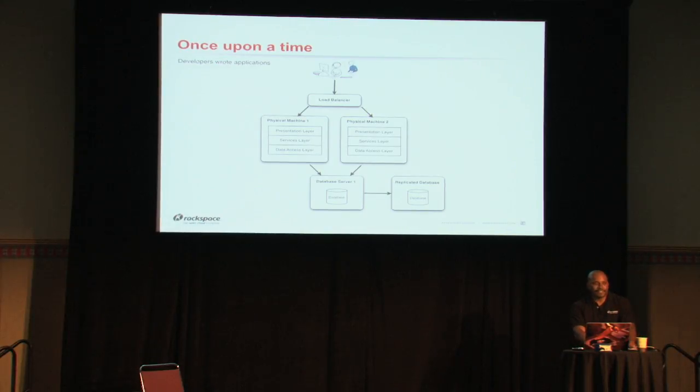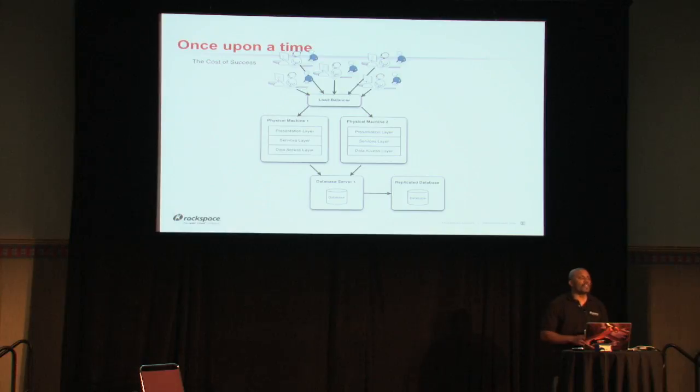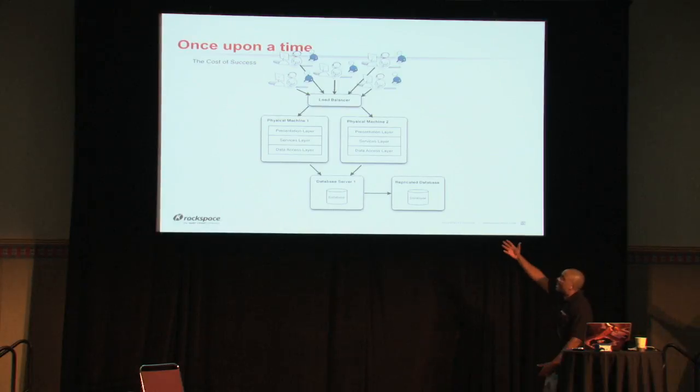People like it. Then the cost of success. More users. We used to have this joke at Rackspace, when you win the pie eating contest, you know what your prize is? More pie, all right? So with success, we got more users. That was more stress to our system.